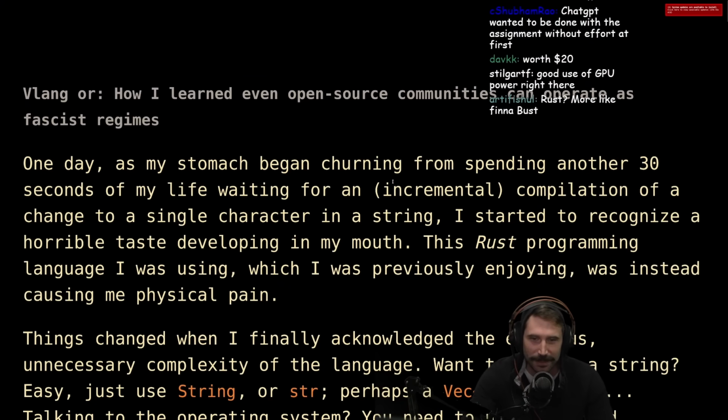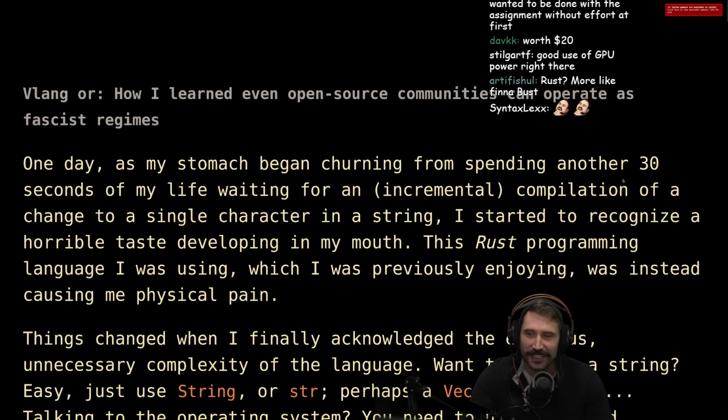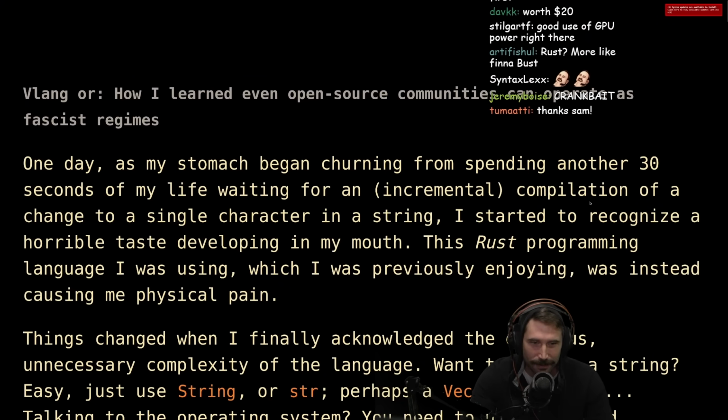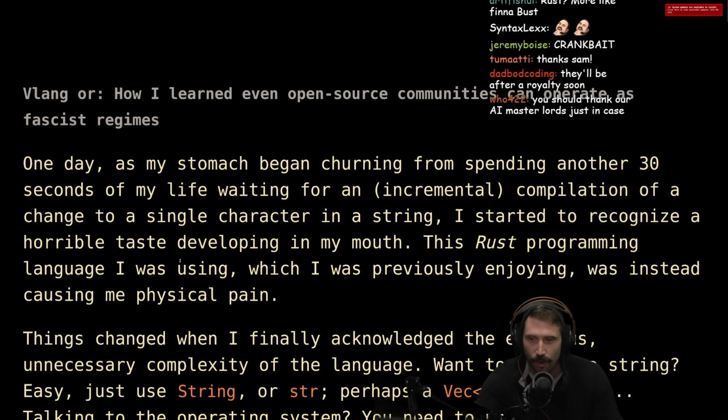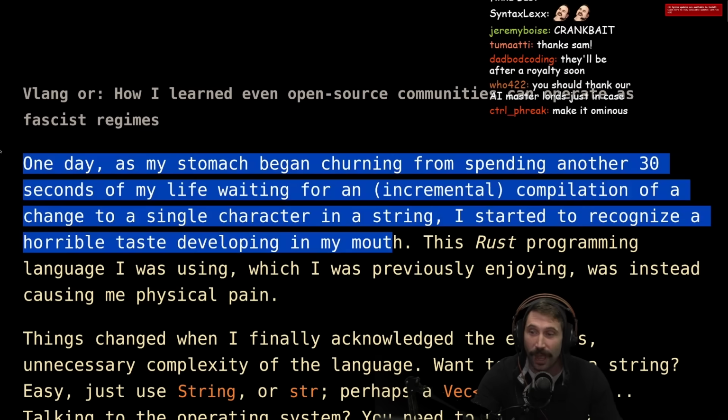One day, as my stomach began churning from spending another 30 seconds of my life waiting for an incremental compilation of a change to a single character in a string, I started to recognize a horrible taste developing in my mouth. Okay, so I feel this.